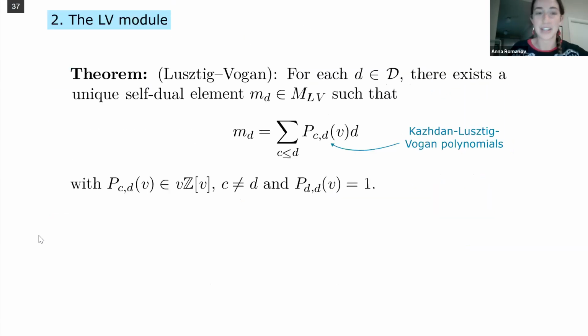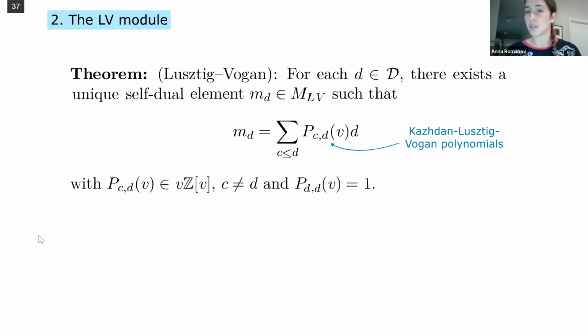Okay. So I haven't actually told you how this module is defined yet, because the most important bit, how it's actually a module for the Hecke algebra, I've kind of brushed under the rug, but we'll get to that in a minute. If you believe that there exists this module, then the big theorem of Lusztig and Vogan is that this module exactly answers our multiplicity question.